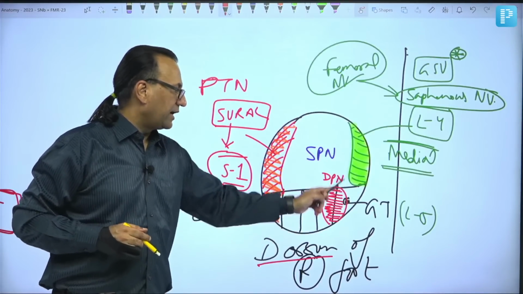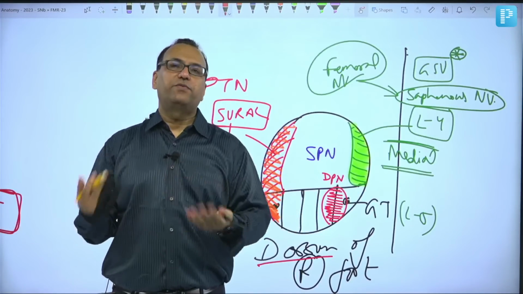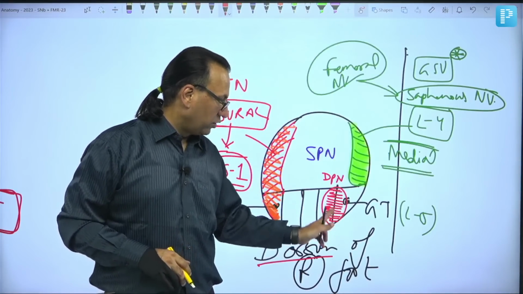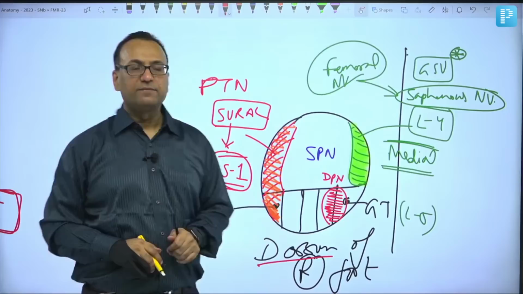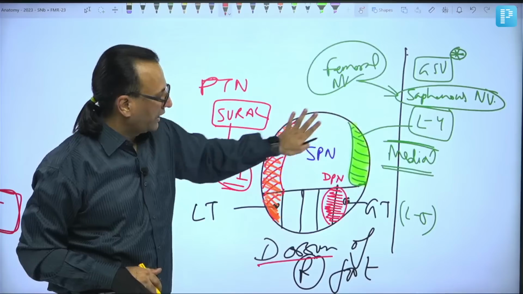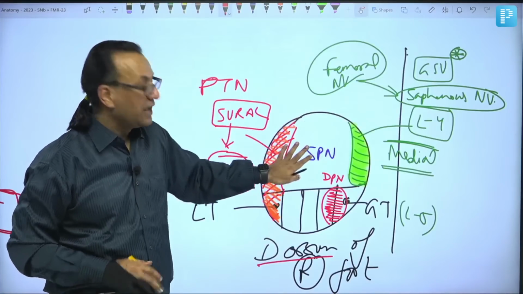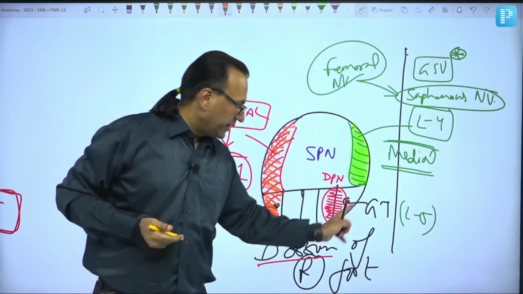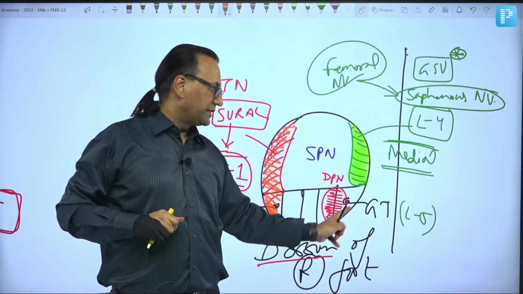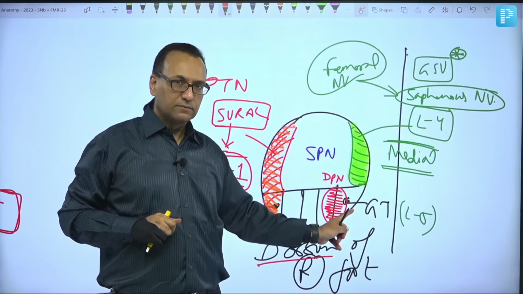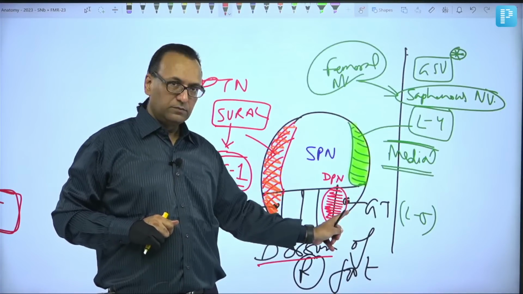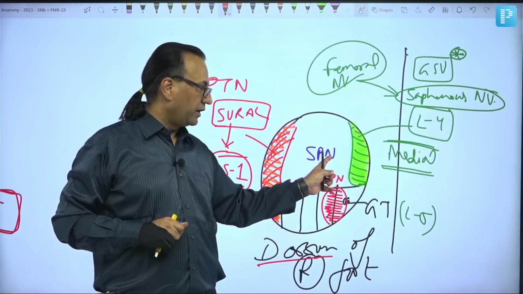Now, the deep peroneal nerve is supplying which part of the great toe? Lateral part of the great toe. And which nerve supplies the medial part then? Superficial peroneal nerve. The superficial peroneal nerve supplies most of the skin on the dorsum of the foot, including the medial side of the great toe. If a question was, medial side of great toe is supplied by? Your answer is superficial peroneal nerve.